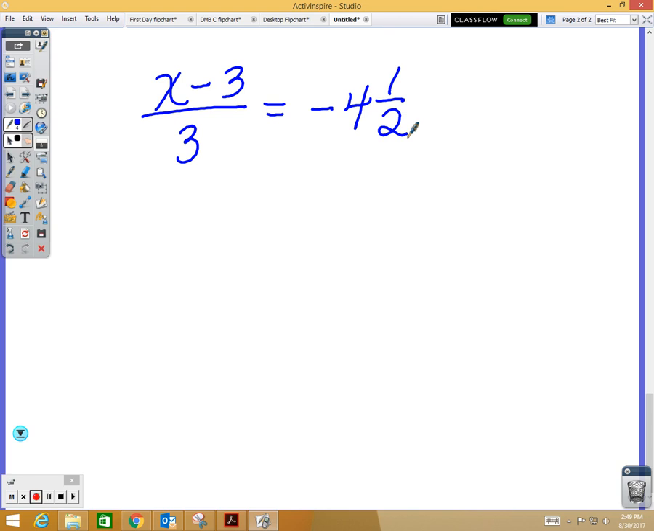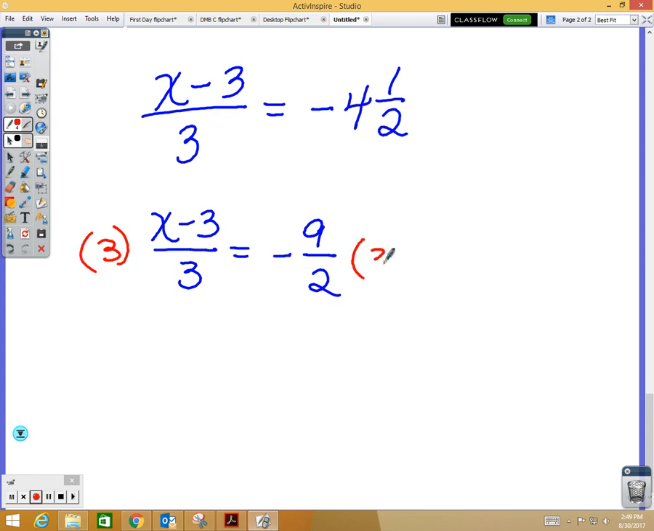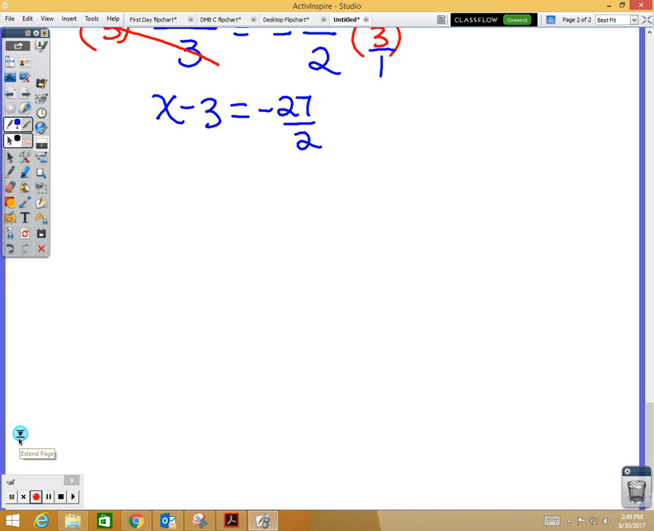Okay. Now what? Times 3. When you do a fraction times a whole number, you've got to make that 3 over 1, right? And then multiply straight across. So what would it be? Negative 27 over 2. Then add 3.